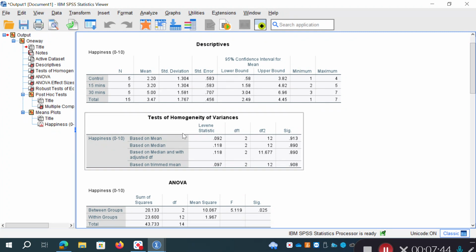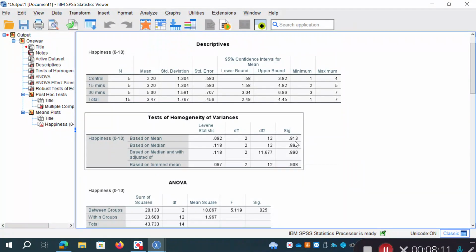I frequently just use the bog standard based on the mean, but based on the median is a slightly more robust version because it's not influenced by extreme scores as much. So let's just use based on the mean in this case. We've got a Levene's test statistic of 0.092 for this data, and a significance of 0.913, so a non-significant Levene's test.